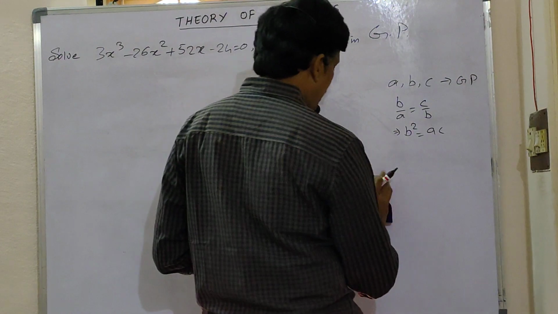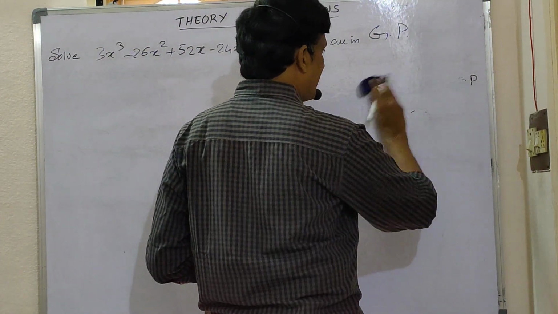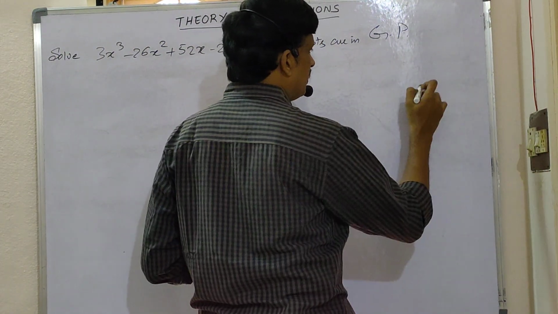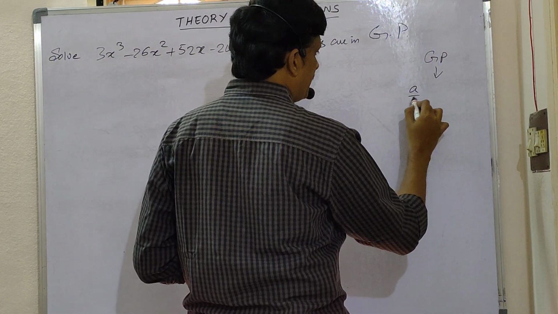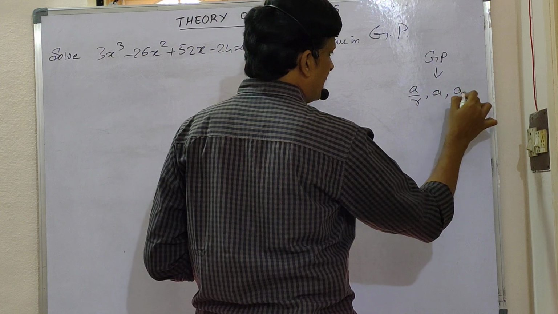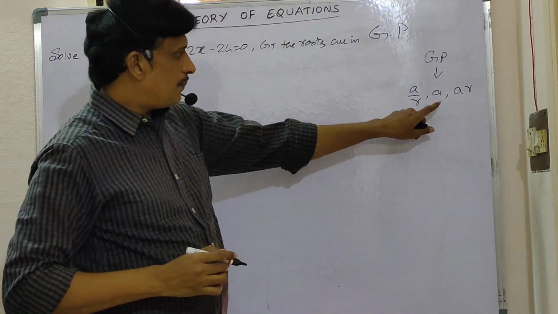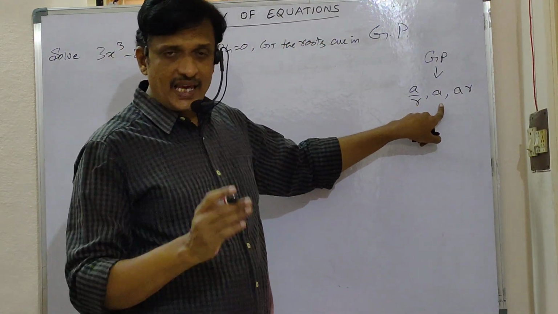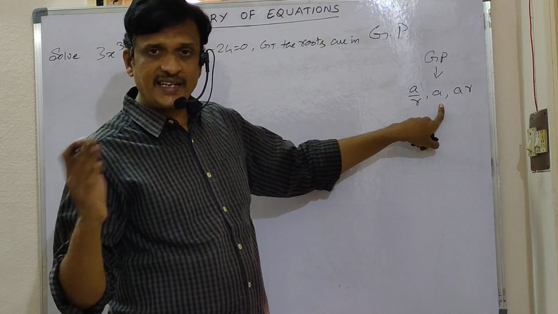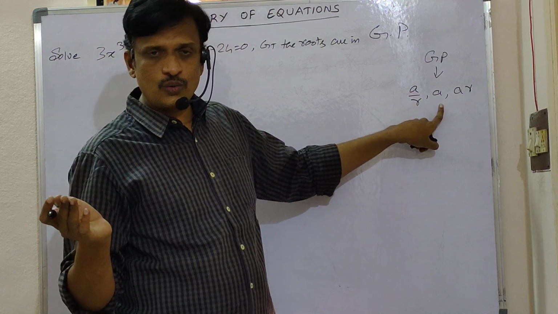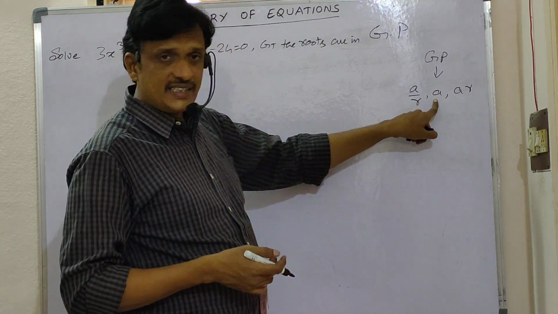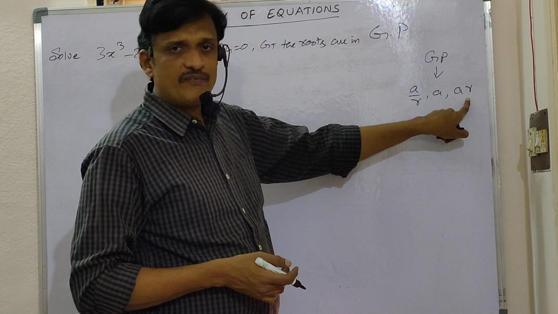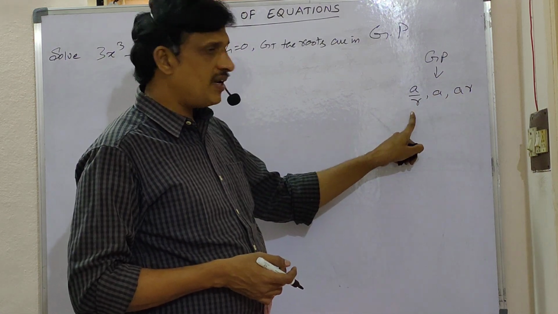Instead of this, I am writing easily. If you suppose that one root is A, when the roots are in GP, let the roots be A by R, A and AR. That means the middle one is A. In AP means by adding D and by subtracting D, A plus D, A minus D are the other two roots. Now here ratio means need to multiply with the common ratio R. A is the middle one. Then A into R will be the next one. A by R will be the previous one.